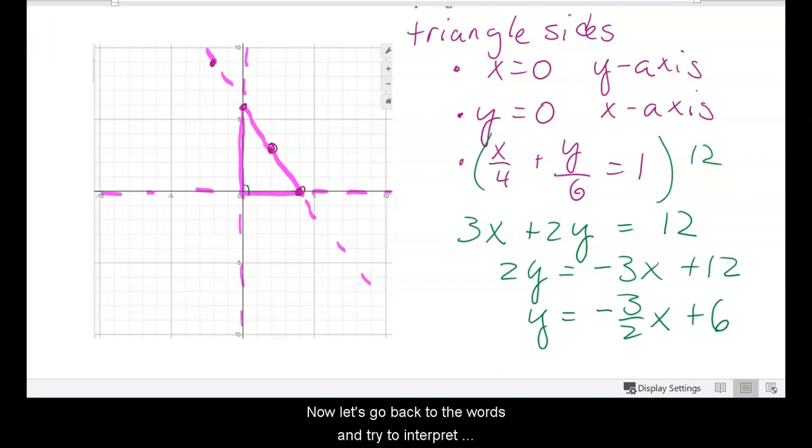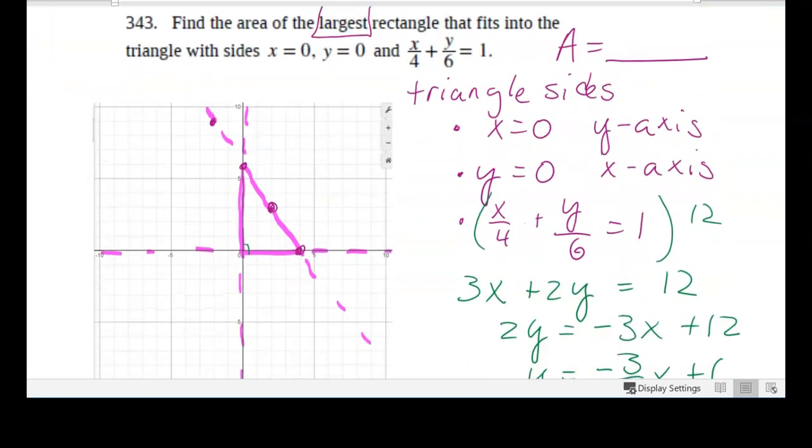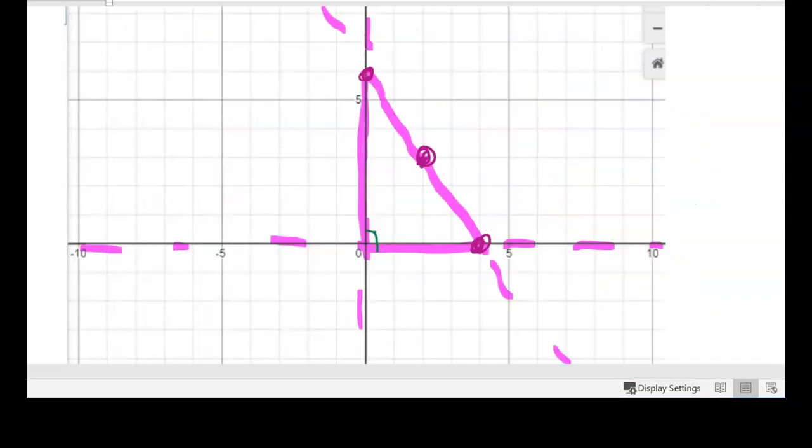Now let's go back to the words and try to interpret what we're doing. We're looking for the largest rectangle that fits into the triangle. Now there are all different kinds of rectangles that I could draw. Let me show you some rectangles that I could draw so that you can understand what we're trying to do. Since we're trying to draw the largest one, we're looking for the one with the greatest area. Let me blow up the shape of this graph so we can hone in on just the graph. By fitting the rectangle inside the triangle, they mean draw the rectangle so that it fits on all the sides.